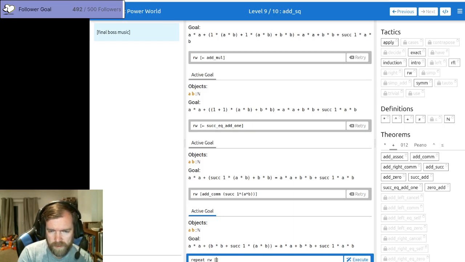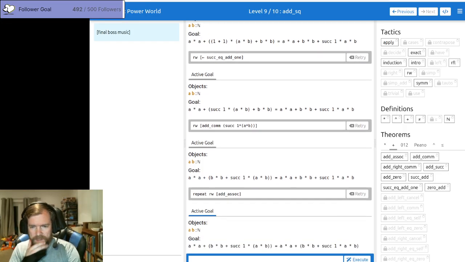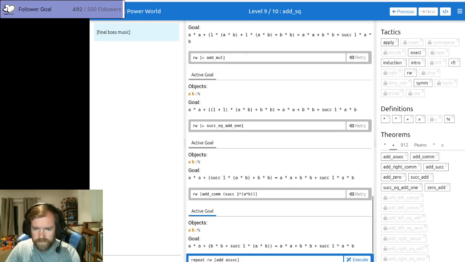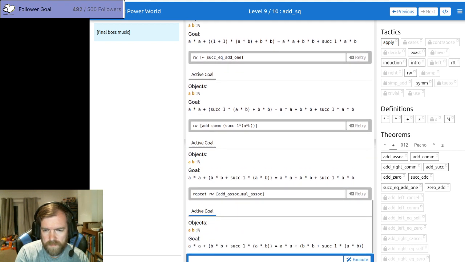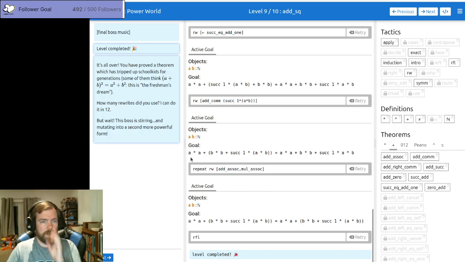Repeat, rewrite, additive associativity. Just go. Let's go. It's all over. You proved a theorem which has tripped up school kids for generations. After all, some of them think a plus b parentheses squared is equal to a squared plus b squared. This is the so-called freshman's dream. How many rewrites did you use? I can do it in 12.